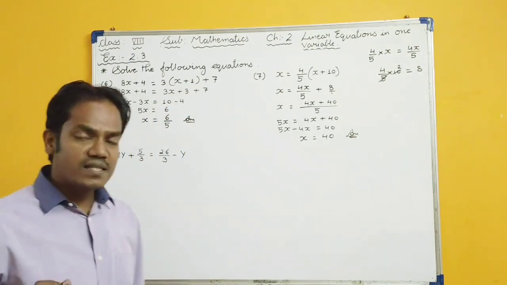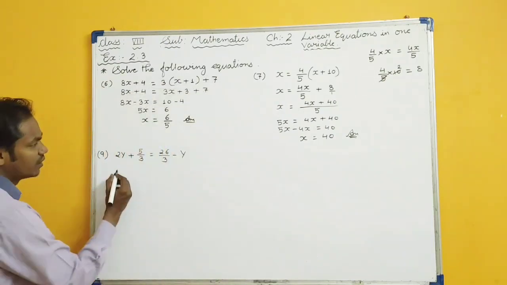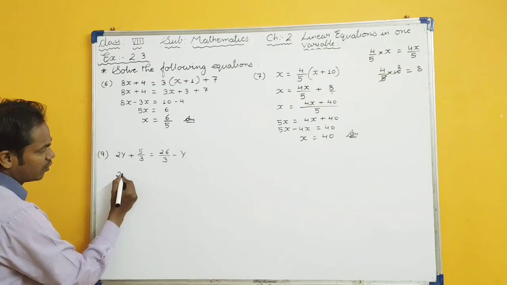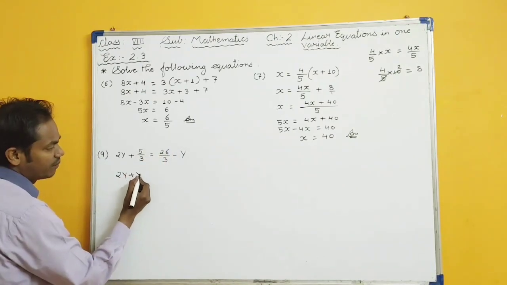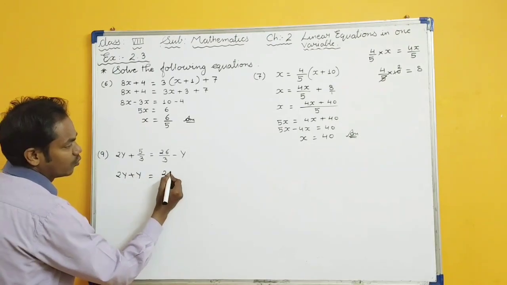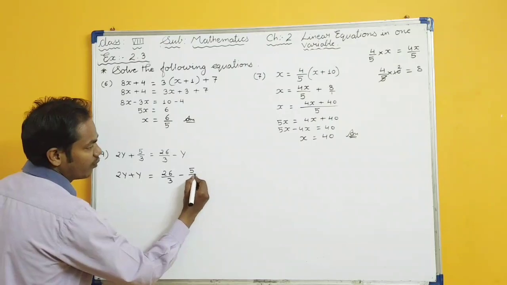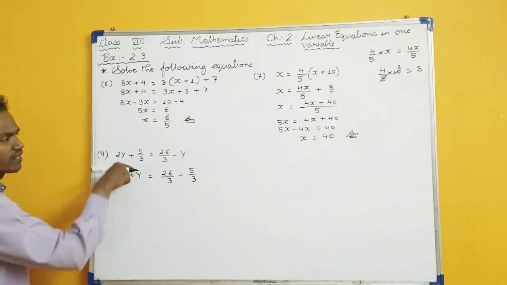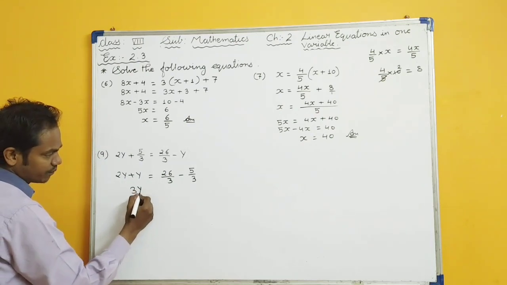This ninth one. This ninth question we will learn by two methods. How? Shift your values. 2y. This minus y when I will shift here, it will become plus y. 26 upon 3 minus 5 upon 3. 5 upon 3 shifted from left to right. 2y plus y is equal to 3y.